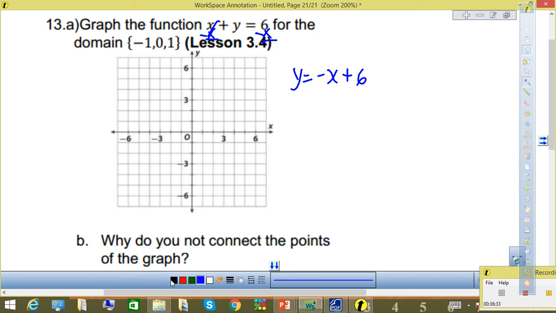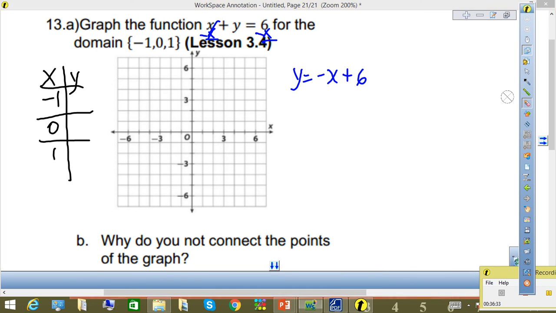And if we get our table, x, y. My domain is negative 1, 0, and 1. Yes, boss. Yeah. Here, fill this in.